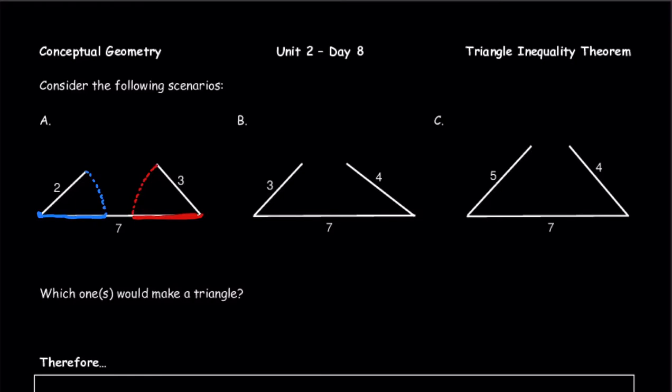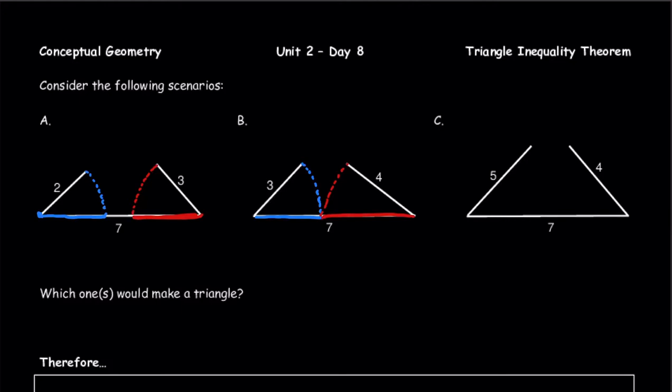Okay, well, let's try the next scenario. Now we're going to increase this side to 3 and the other side to 4. Well, same thing. That would pivot down. This would pivot down. And here they would touch, but they wouldn't touch until they collapsed right on top of this base, which is length 7.